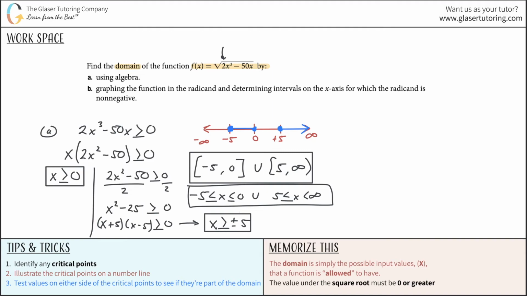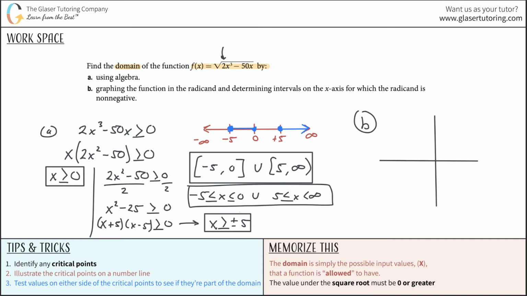Now, letter B, it says graphing the function in the radicand. So now we want to find the domain by graphing it, by determining intervals on the x-axis for which the radicand is non-negative. So that's actually what we did over here. We did the algebra, and then we actually basically did letter B at the same time. So I know that these regions we just spoke about are going to be the regions that are positive and negative. So when I graph this thing, let's throw up an axis.